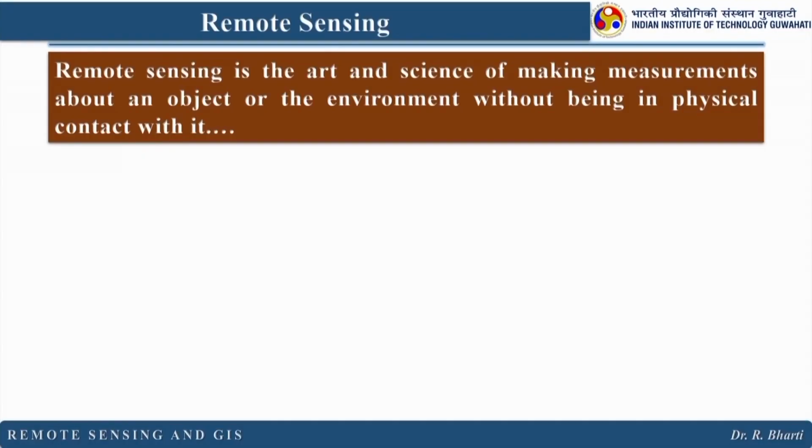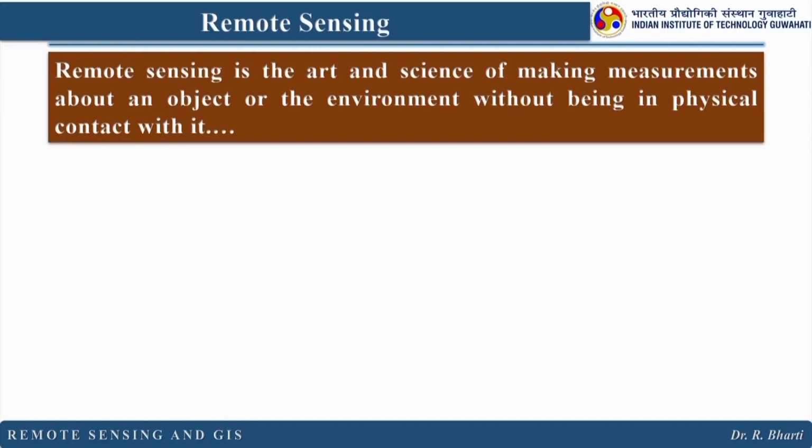So, remote sensing is the art and science of making measurements about an object or the environment without being in physical contact with it. Remember, here I have written environment also. So, what do you mean by environment? Because normally when we take a photograph through a regular camera, we capture the objects or we capture ourselves. But how do you capture environment? That you will understand slowly.